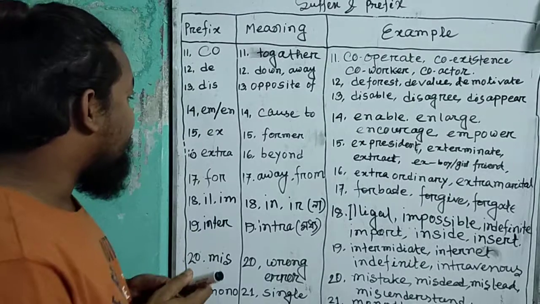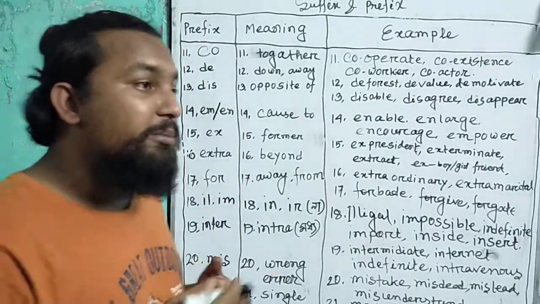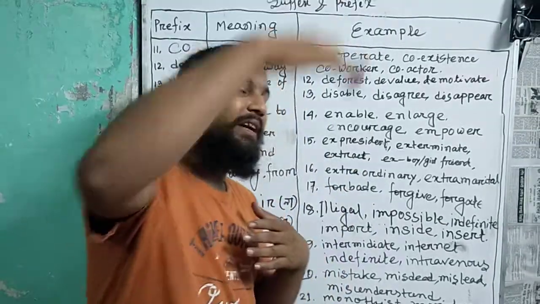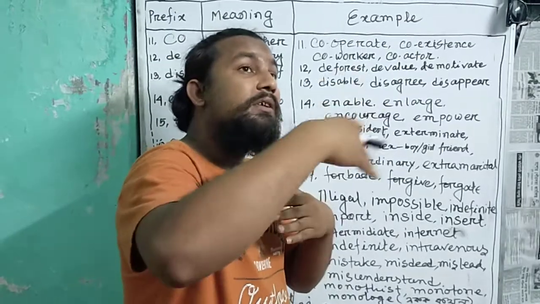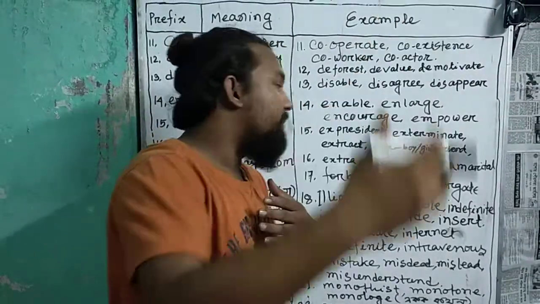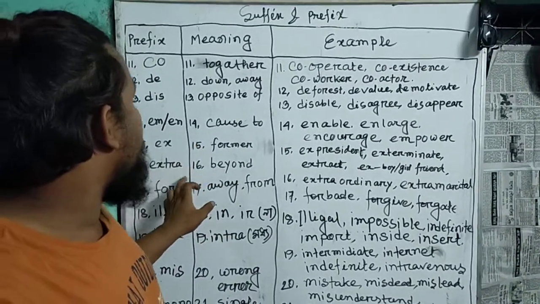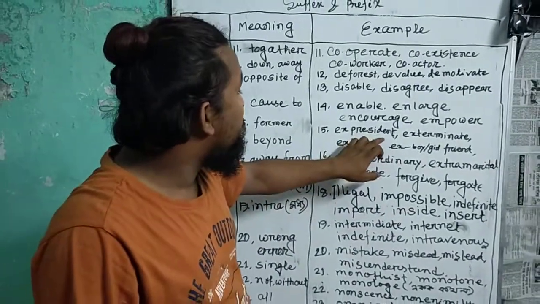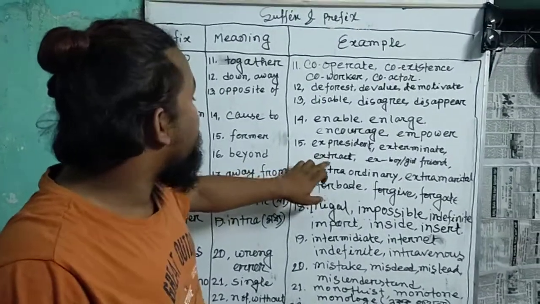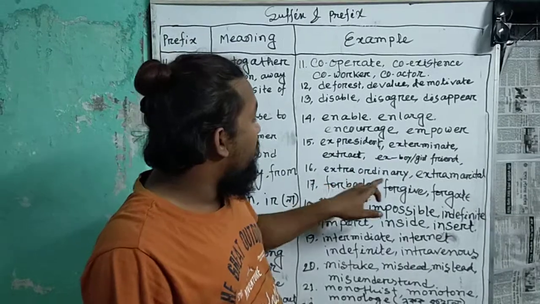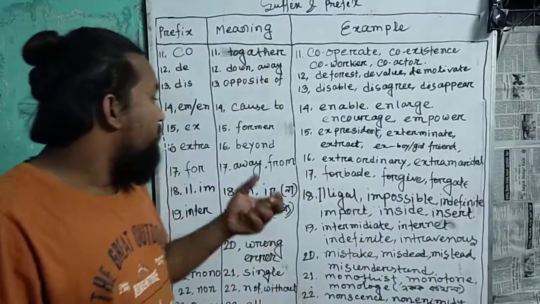Okay, number 16, it is extra. When you add extra before a word, that is called beyond. Beyond means above something, and that is the way to express someone's upper level, and the examples of this extra are extract, extraordinary, extramarital, etc. are the best ones.